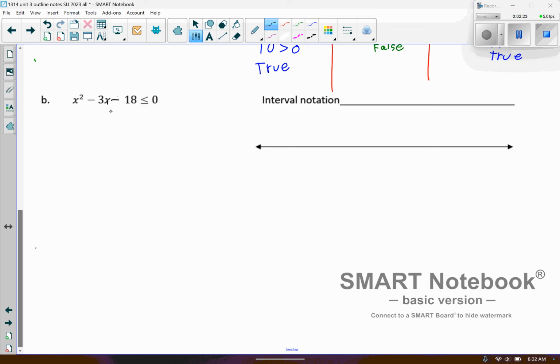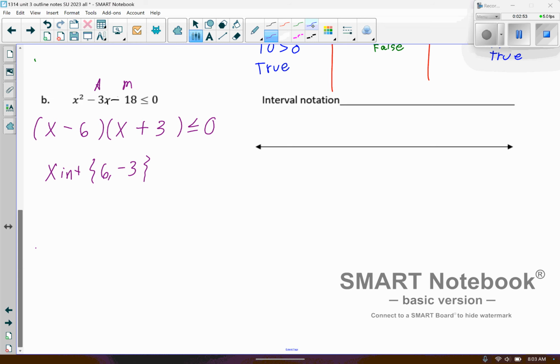You want to find the x-intercepts, so we want to factor this. We'll do the A and M method. Basically, what multiplies to give me negative 18 but adds up to negative 3? I think that would be a minus 6 and a plus 3. Those multiply to give me negative 18, and they add to give me negative 3. So my x-intercepts are at 6 and negative 3.